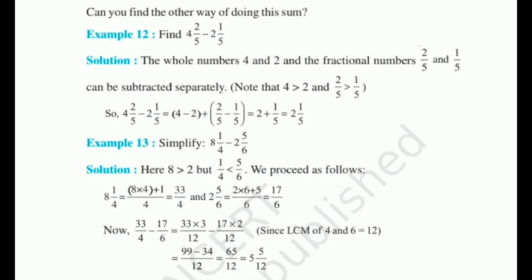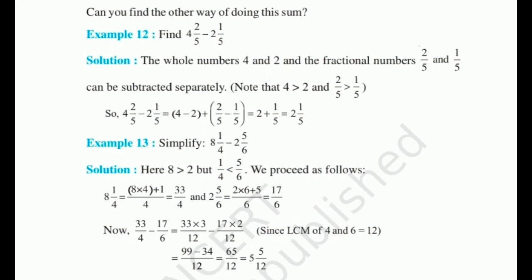Simplify 8 upon 1 by 4 minus 2 upon 5 by 6. Here 8 is greater than 2, but 1 by 4 is smaller than 5 by 6. We proceed as follows. We will convert the mixed fraction into an improper fraction. When we convert, we multiply 8 into 4 plus 1 by 4. The answer will be 33 by 4.